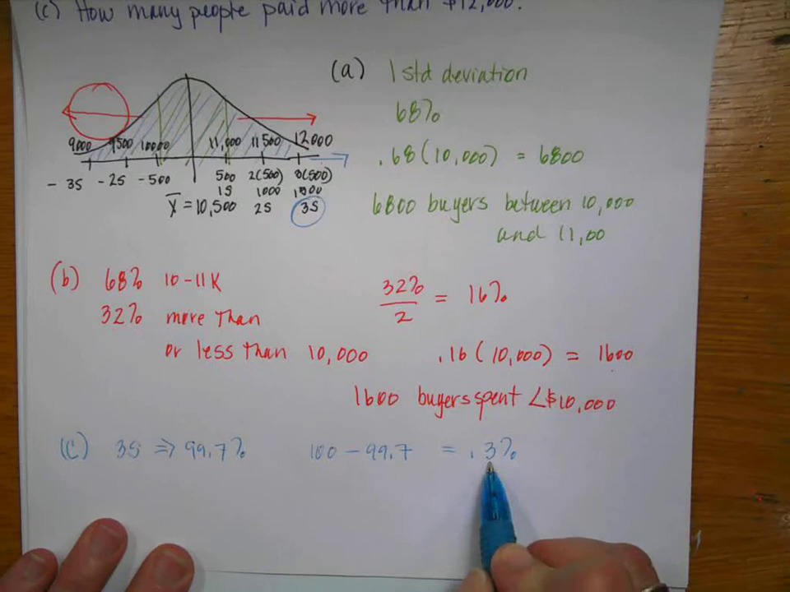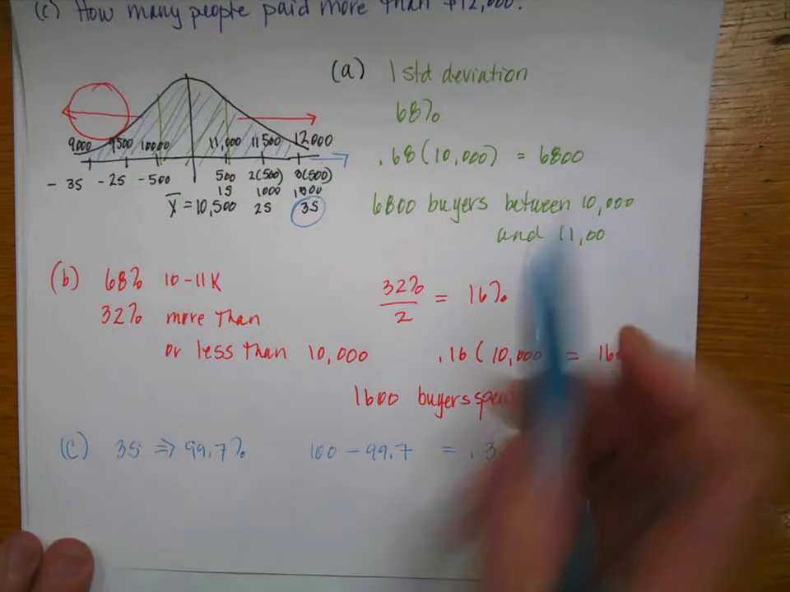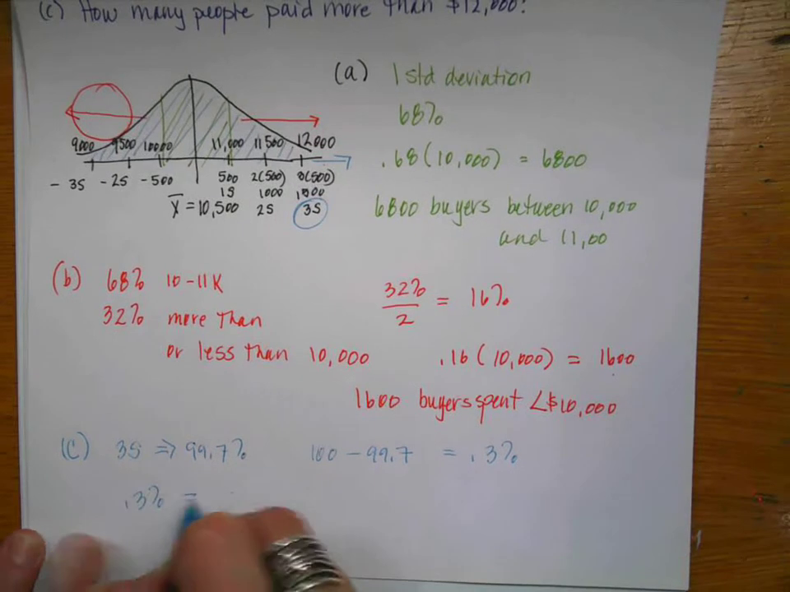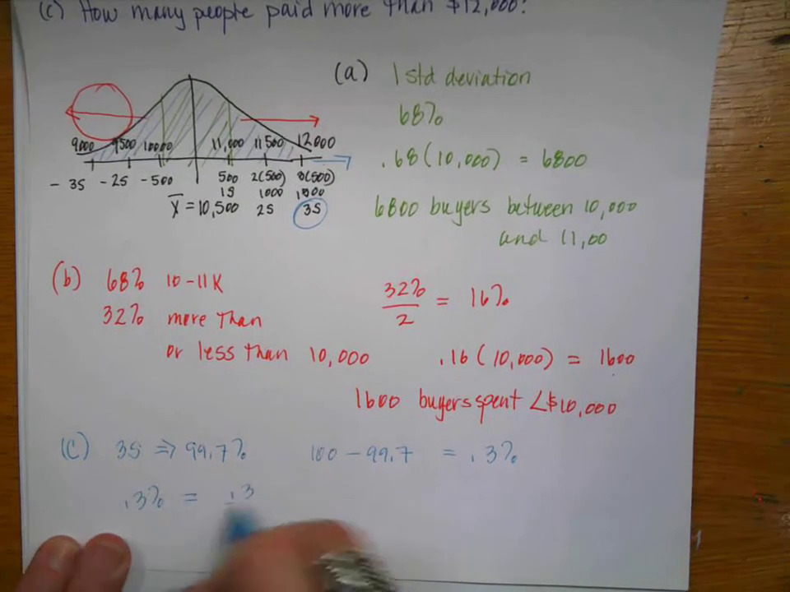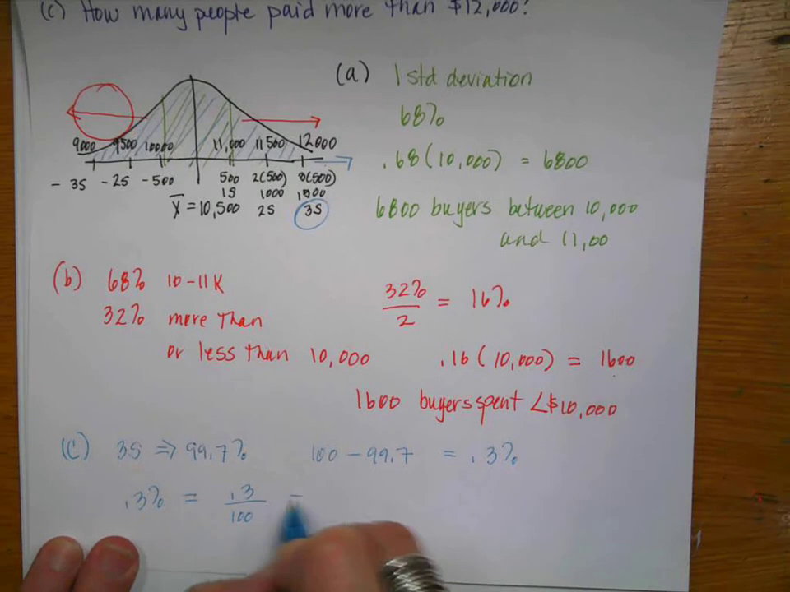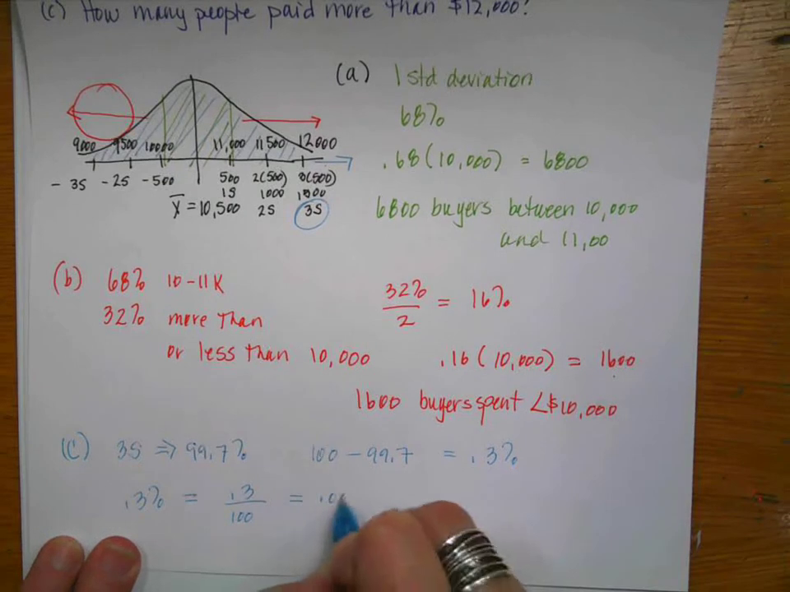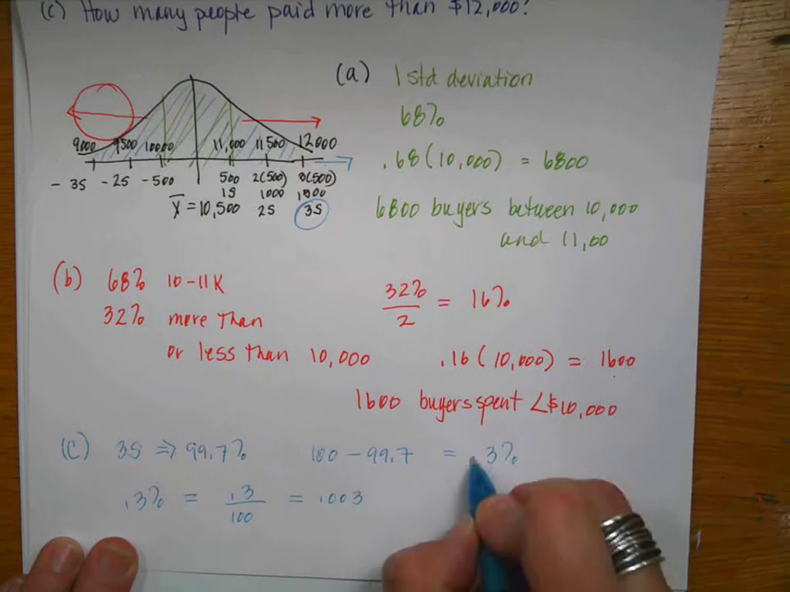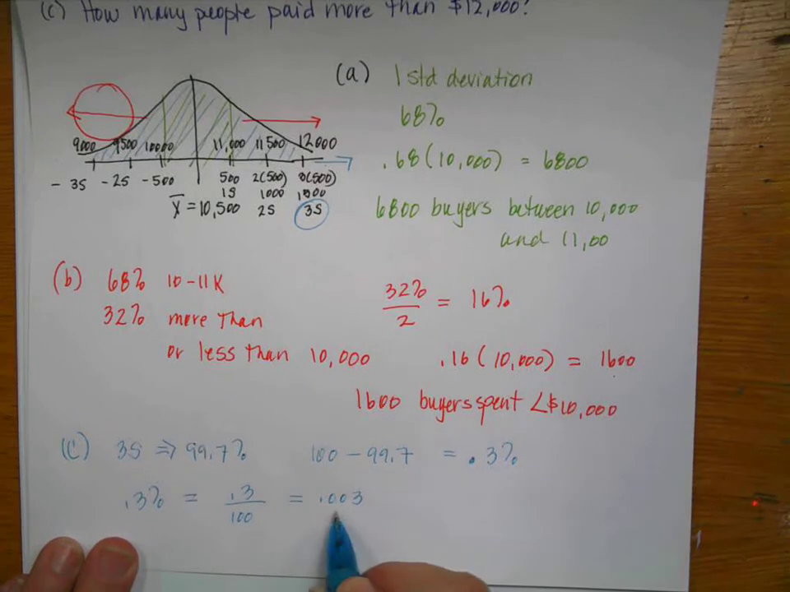So now I can take this 0.3 and multiply it by my 10,000, which is the number of people that there were. But 0.3% is the same thing as 0.3 divided by 100, which is 0.003. So you have to be really careful with your percentages. Okay, so 0.3% is the same thing as 0.003.